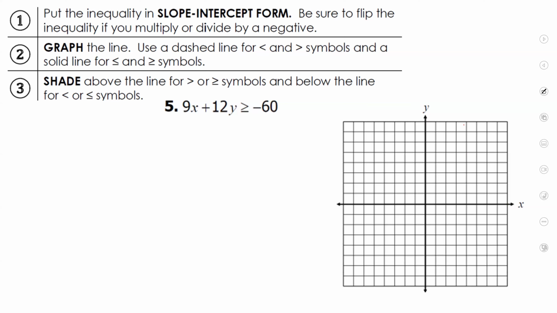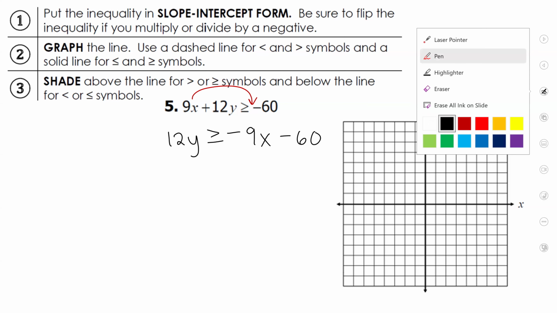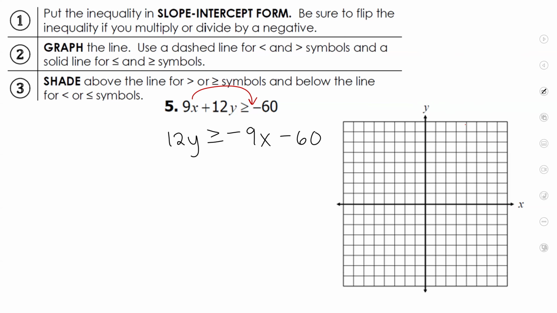First, we move this 9x to the other side. Whenever you move something, what happens? Yep, we do the opposite. So in this case, it will become -9x. You do the opposite. Now, I'm going to divide everything by 12. Those canceled out. What I am left with is y is greater than or equal to.